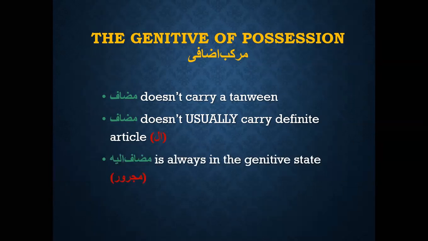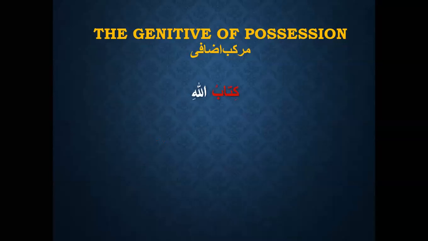And mudaf ilay, which comes afterwards, is always majroor, in the majroor state. That is why it's called genitive of possession. For example, Kitabullah, book of Allah. With this construction, the first part being mudaf, the second part is mudaf ilay, majroor in the genitive case. Then the construction gives you that idea of possession. Something is possessed by something. So Allah's book, not any book, Allah's book. And it becomes definite as well because it is now possessed by a definite noun, Allah in this case.